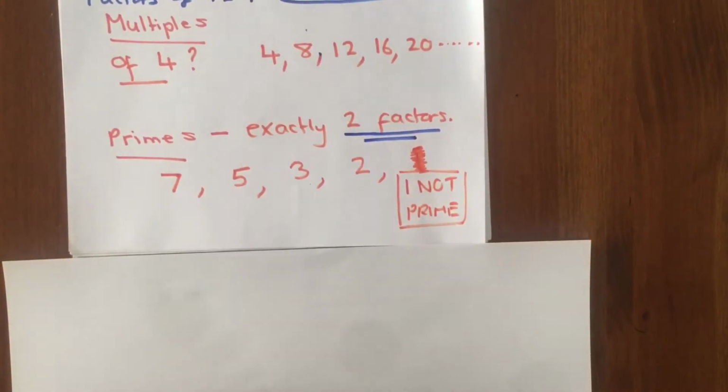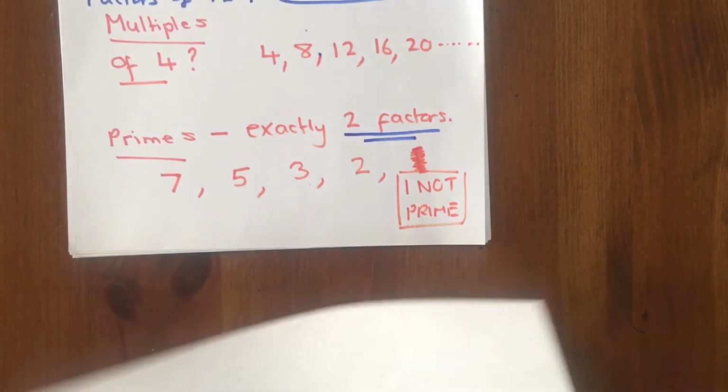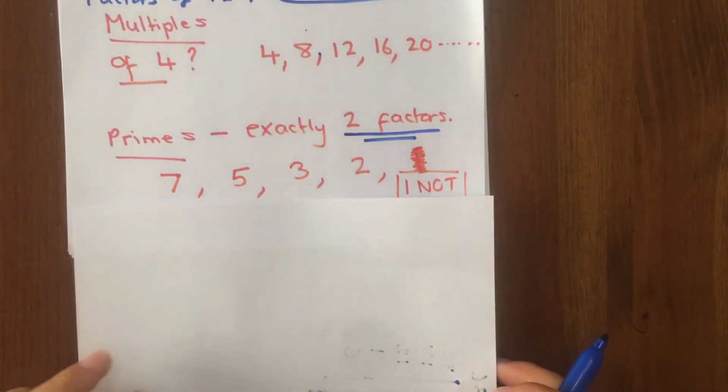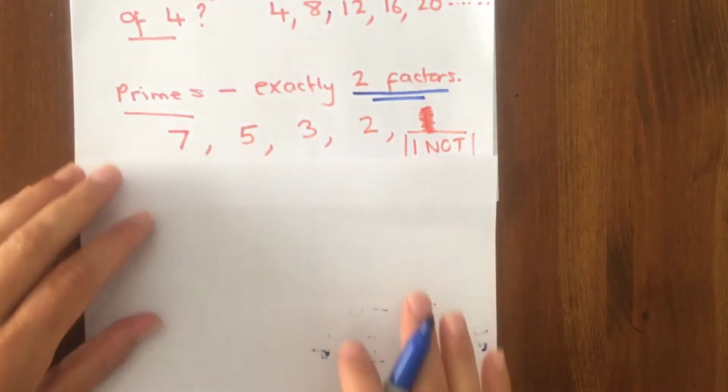So what I want you to do now is pause the video and write down all the prime numbers between 1 and 30. Go. Okay, so here's your answer. All the prime numbers between 1 and 30.